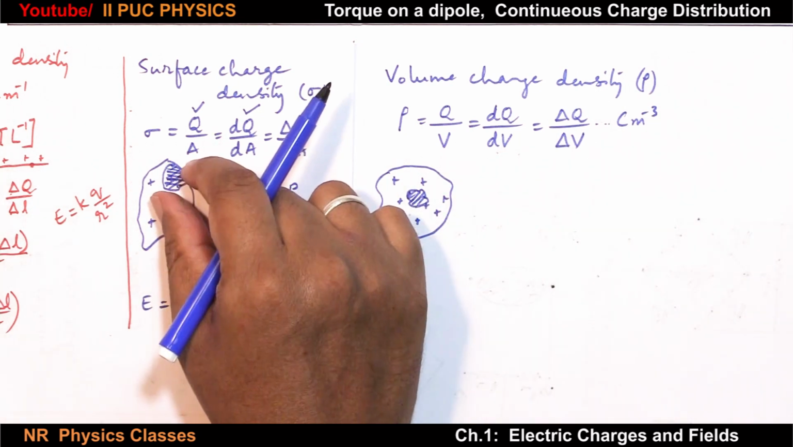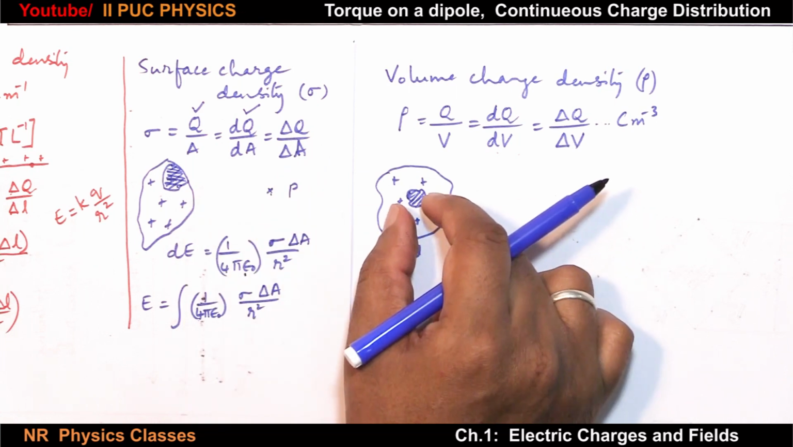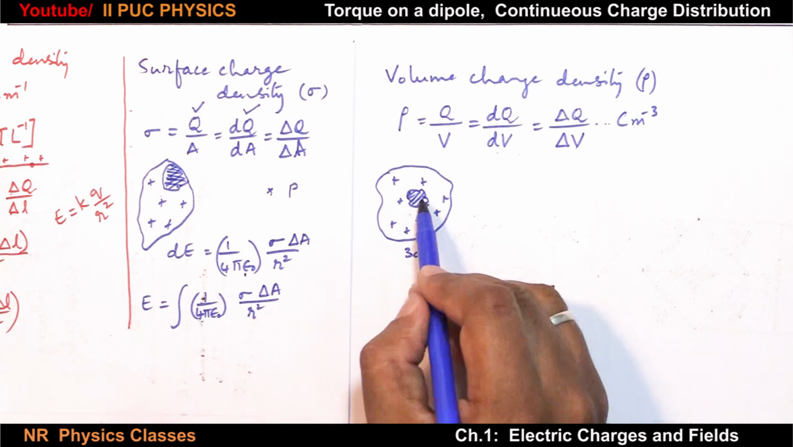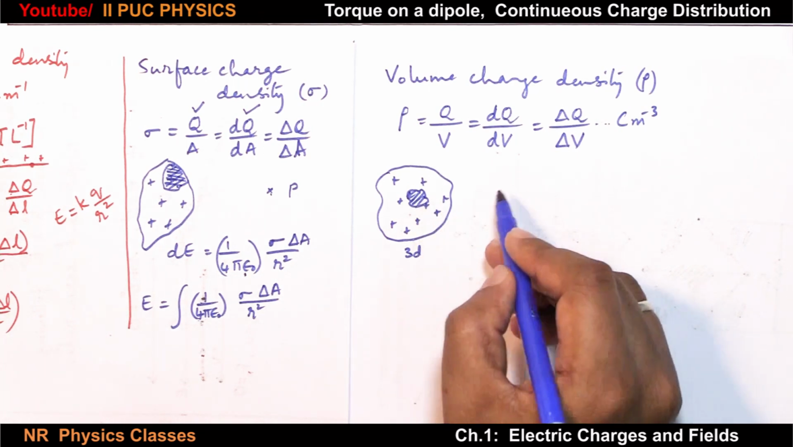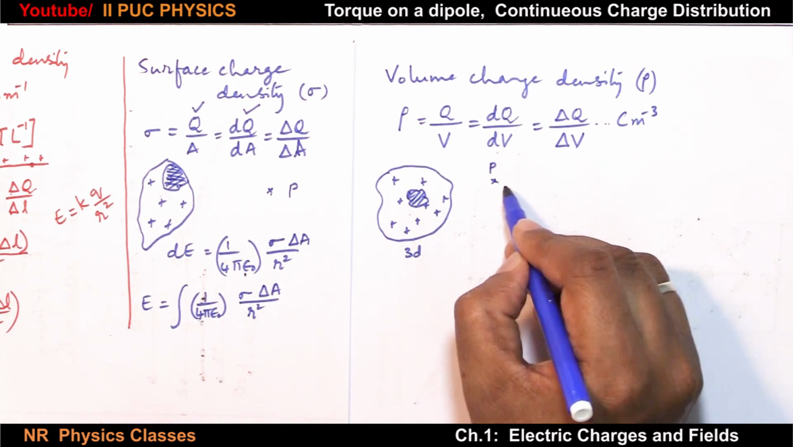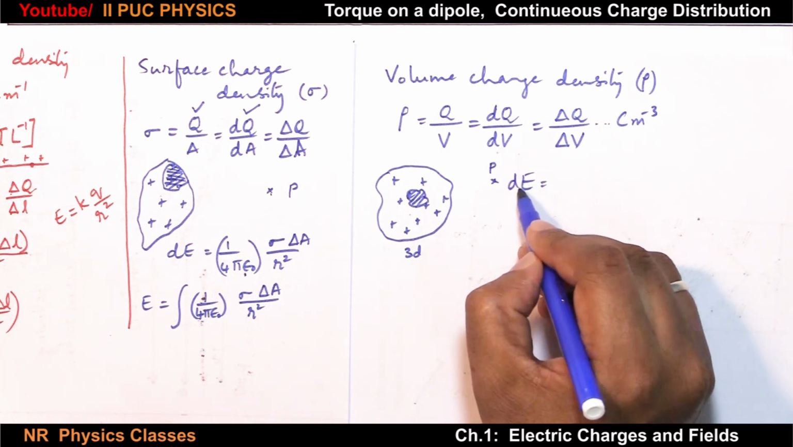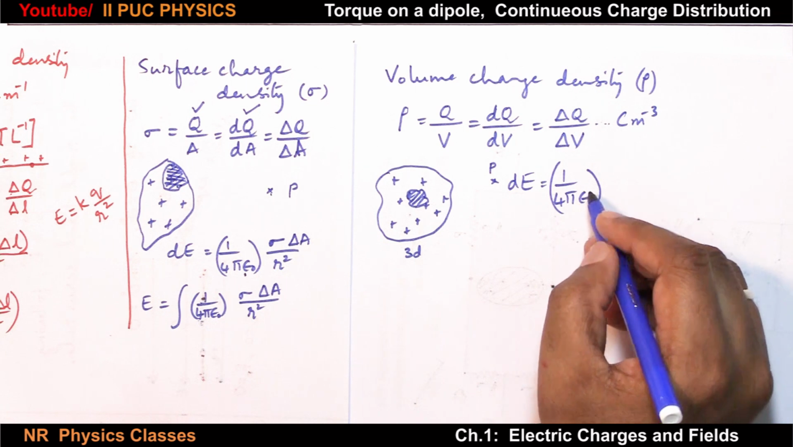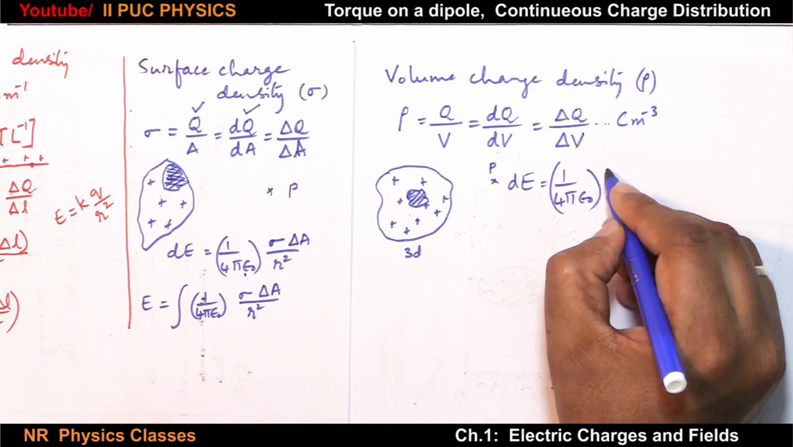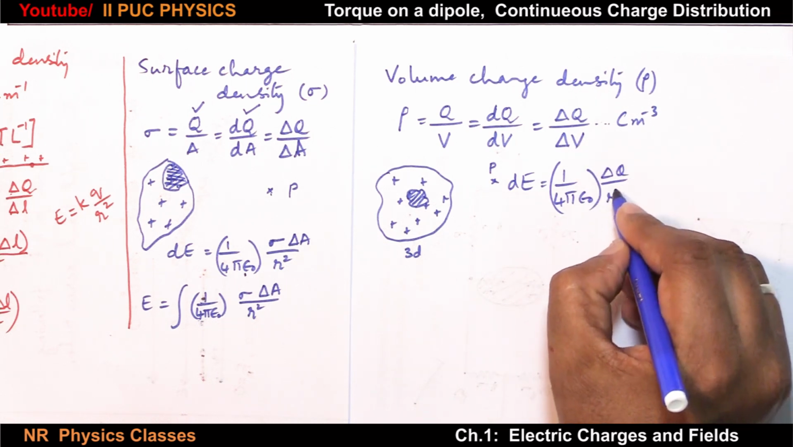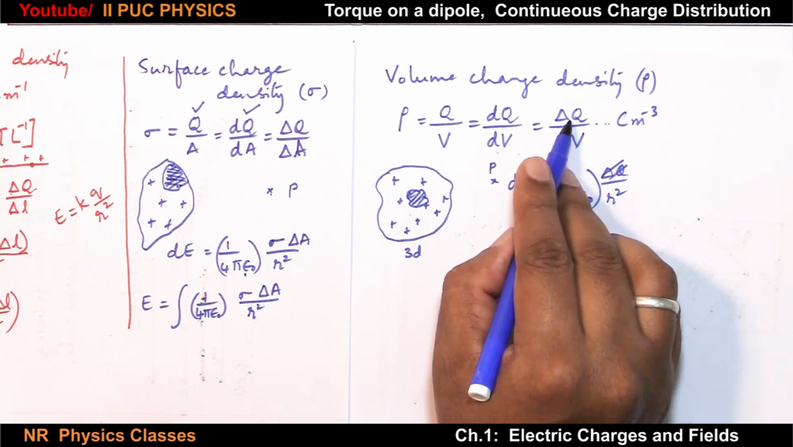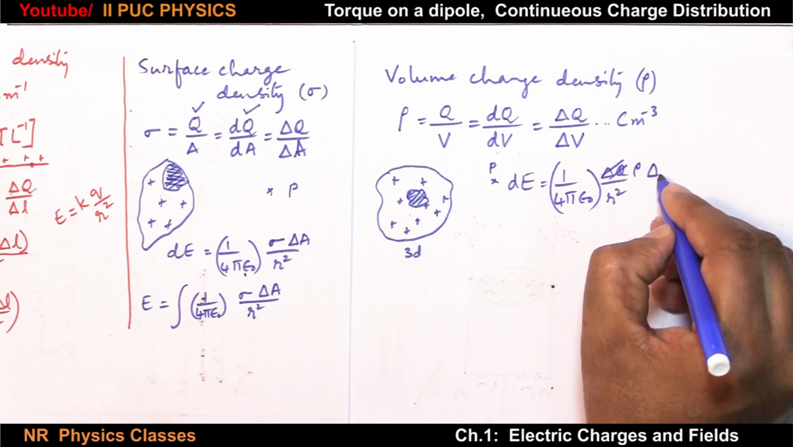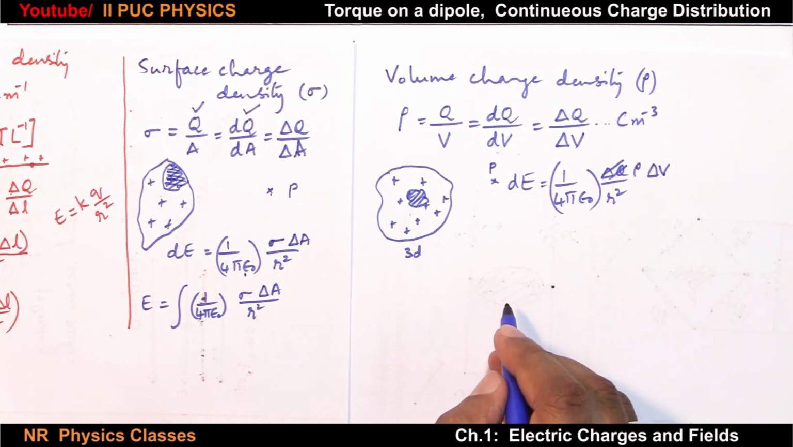This is a small area on the surface. This is a small region, volume. Because of this volume charge, the electric field at point P is given by dE equal to 1 by 4 pi epsilon naught into charge delta Q by r square. So in place of delta Q, I can write rho into delta V.